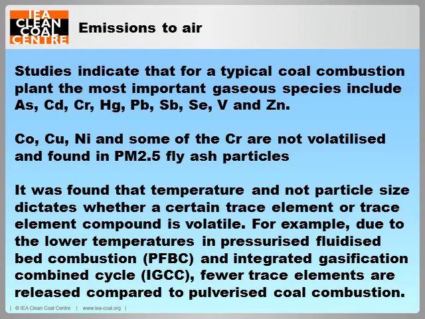For a typical coal combustion plant, the most important gaseous species include arsenic as arsenic oxide, arsenic trioxide, and arsenic pentoxide, cadmium as elemental cadmium and cadmium oxide, chromium as chromium oxide hydroxide, dihydroxychromium or dioxychromium and chromic acid, mercury as elemental mercury, lead as elemental lead and lead oxide, antimony as antimony oxide, selenium as selenium dioxide, vanadium as vanadium dioxide, and zinc as elemental zinc. Cobalt, copper, nickel, and some of the chromium are not volatilized and found in the small particulate matter.